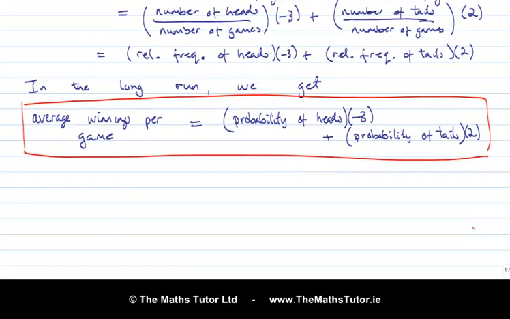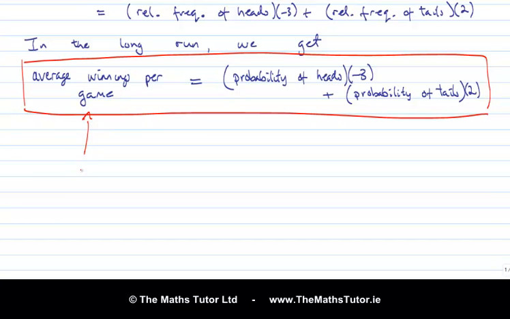So really what we've done here is this thing here is called the expected value. So I should put in here that this is in the long run. So the average winnings per game in the long run is the expected value. And we've shown how to work it out here.